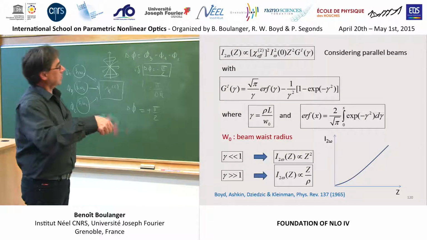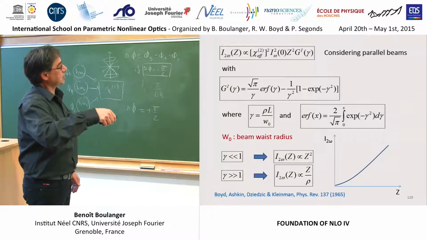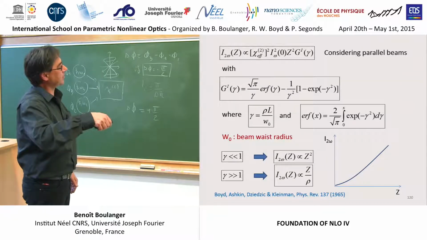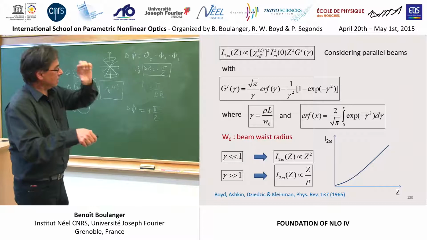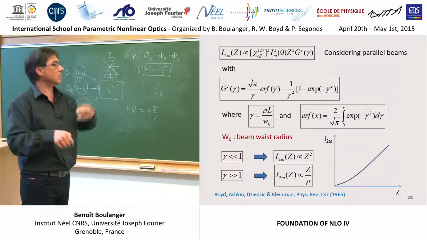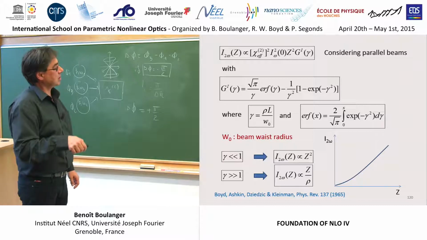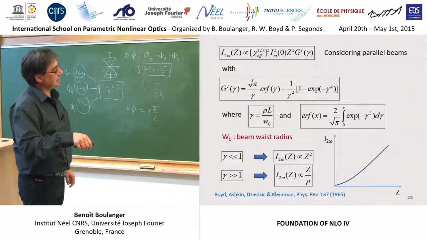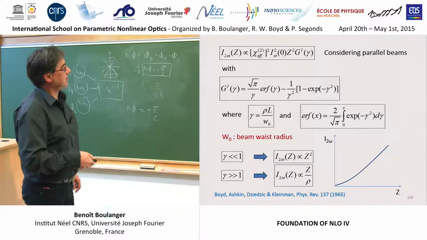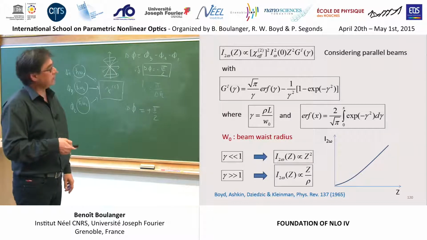I'm not going to give too much detail. The important parameter is rho L over W0. Rho is the Walkoff angle, L the crystal length, and W0 is the radius of the beam. It is calculated here under the plane wave approximation. If you plot the second harmonic intensity as a function of z, you start with a quadratic evolution, and after that it is proportional to z. So it works very well. We have verified that kind of calculation many times.